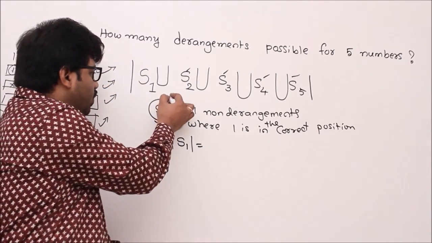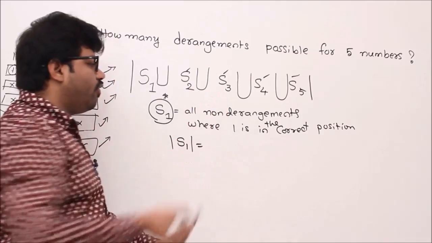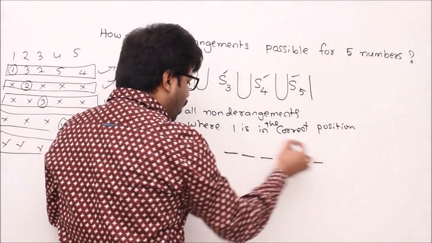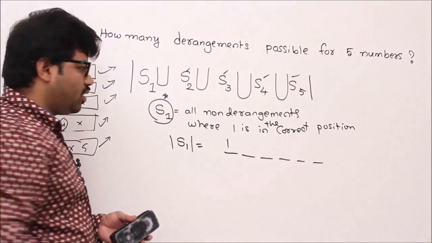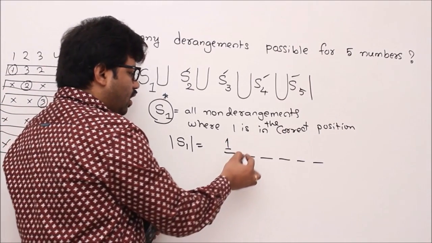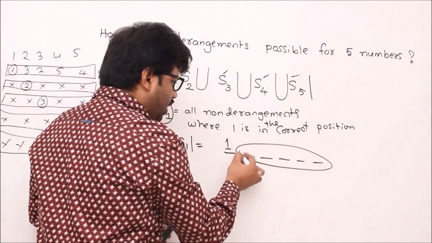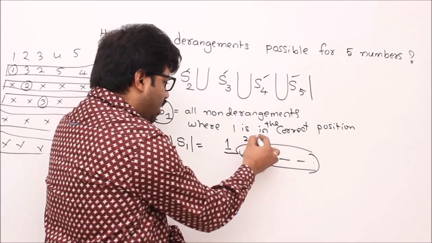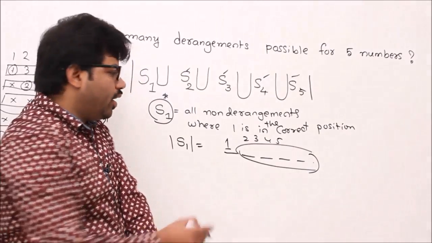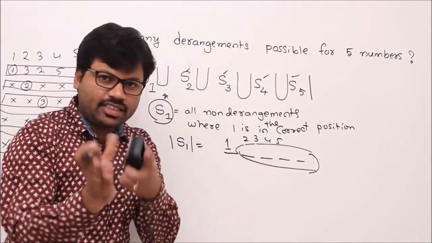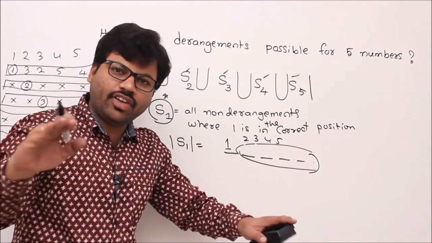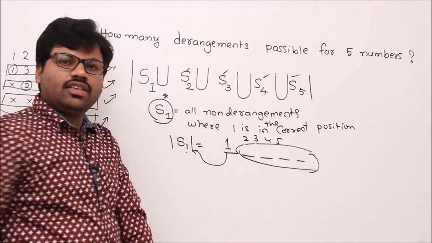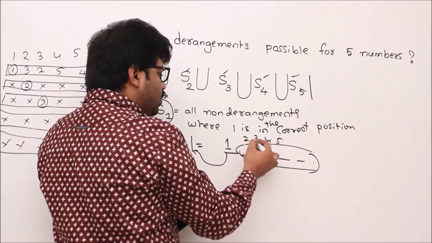First, what is the description of S1? All non-derangements where 1 is in the correct position. How to form one arrangement where 1 is in the correct position? Very easy. Fix 1 here and only change these 4 positions. What are the other elements we have? 2, 3, 4, 5. Take this 2, 3, 4, 5 and arrange them in these 4 positions. Whatever way you do, that will be a non-derangement of this case, isn't it?